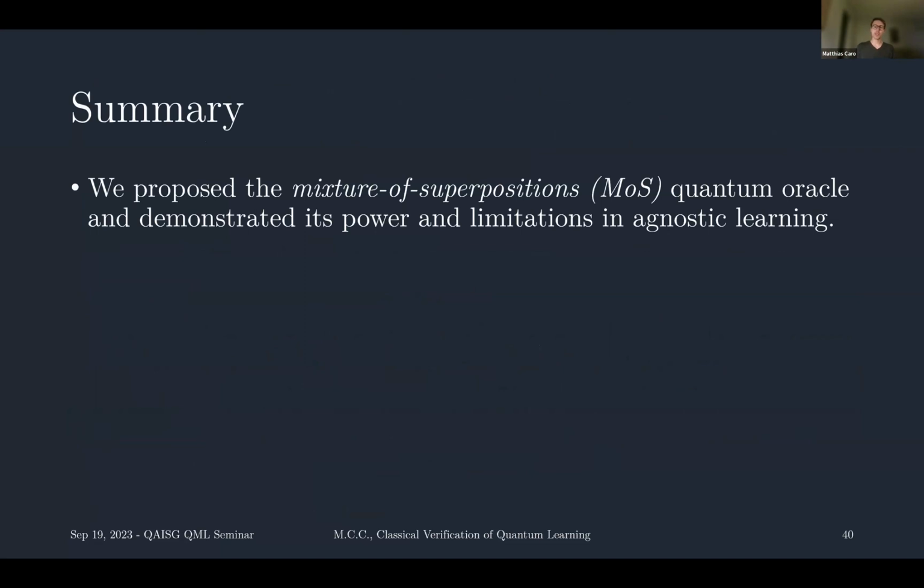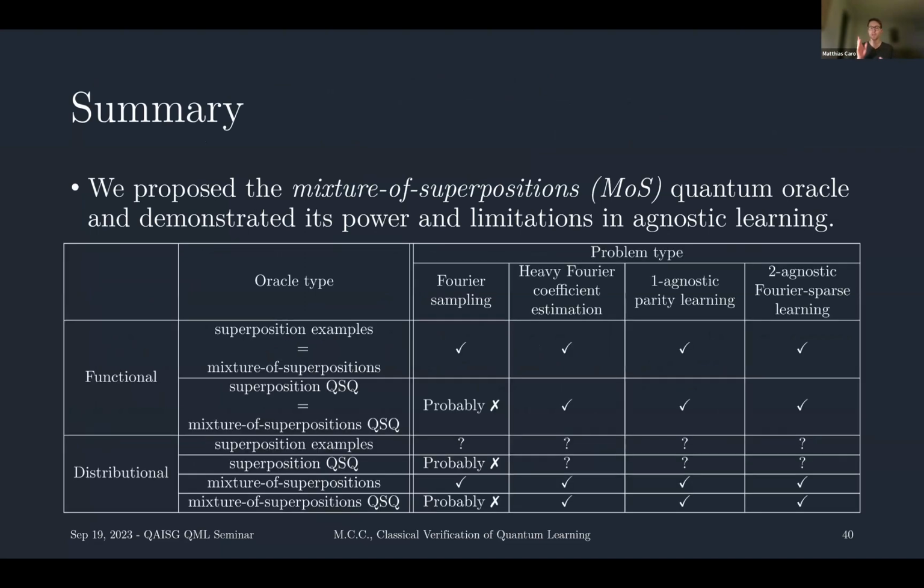And in fact, we showed a little bit more than this. So in the paper, you will find this table that gives you a bit of an overview of our results. I did not mention all of these in the talk. So for example, we look at a different kind of quantum data access called quantum statistical queries. But if you're interested, you can find these results in the paper.